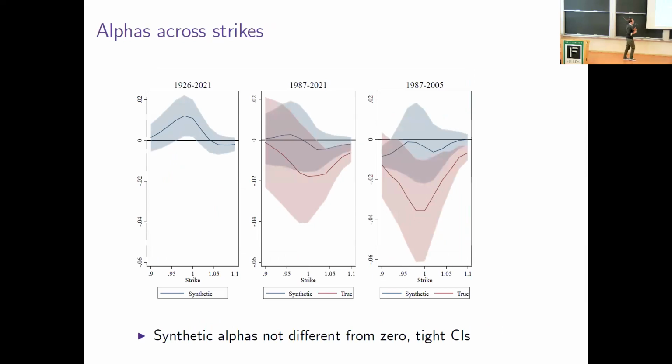This is what happens if we look across strikes. So we can have a put option. These are, again, a 1-month option with a strike that's 10% below the current spot, or 10% above the current spot. So you're looking at calls at that point, although it doesn't make a difference for the alpha.